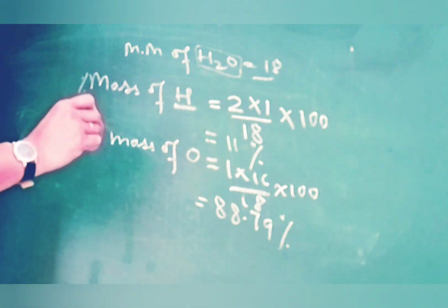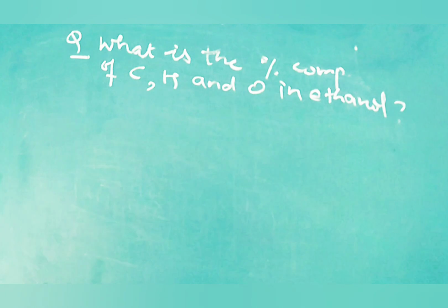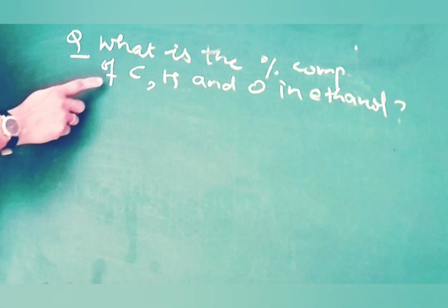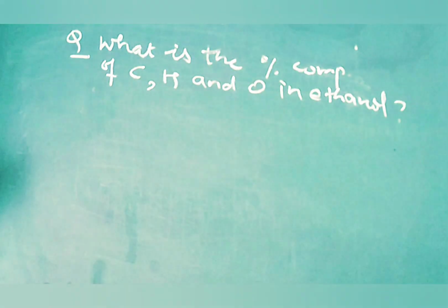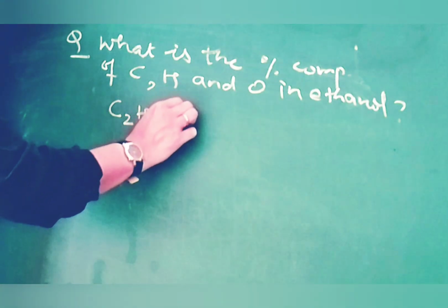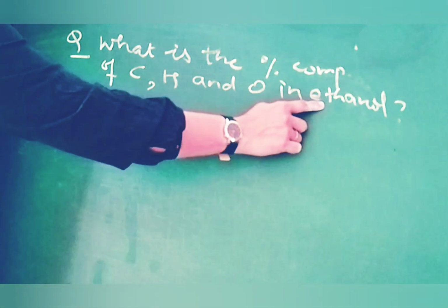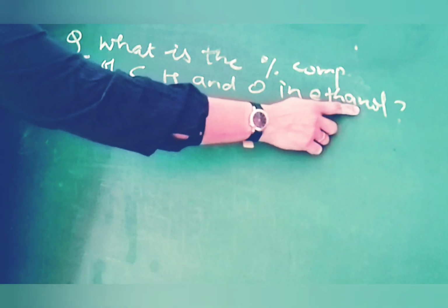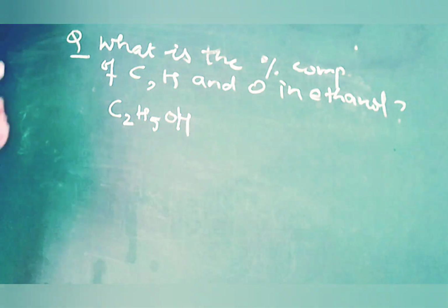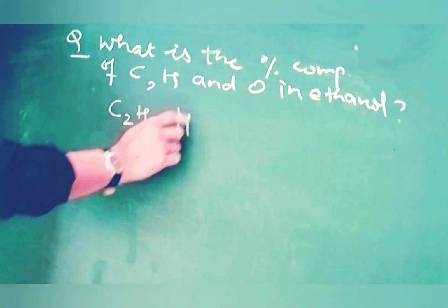It is very easy. Let's take another example. Here we have a question: what is the percentage composition of carbon, hydrogen and oxygen in ethanol? First, what is ethanol? It is C2H5OH. Ethanol has an alcoholic group. Number of carbon is 2, and single bonds. So we have C2H5OH, and we have to calculate the percentage of carbon, percentage of hydrogen and percentage of oxygen.